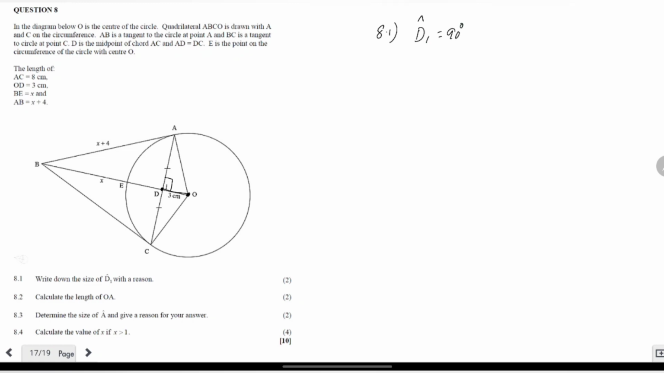The reason is: line from the center to the midpoint of the chord.